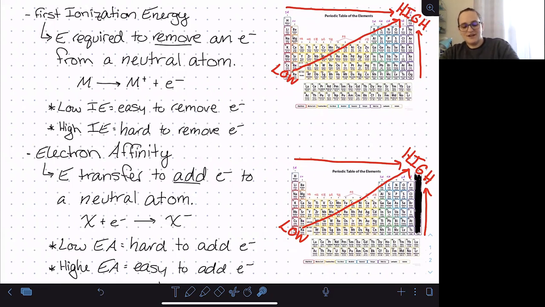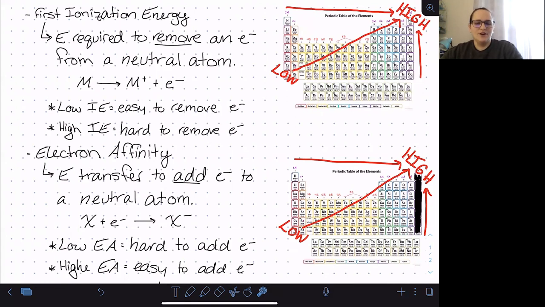For ionization energy, low means easy and high means hard. For electron affinity, it's the other way around, unfortunately. A low electron affinity means it is difficult to add an electron to that atom. If you think about the names of the things, that can help. Ionization energy is an amount of energy that you have to put in to make this happen. So a high ionization energy means you need to put in a large amount of energy. It is difficult to do.